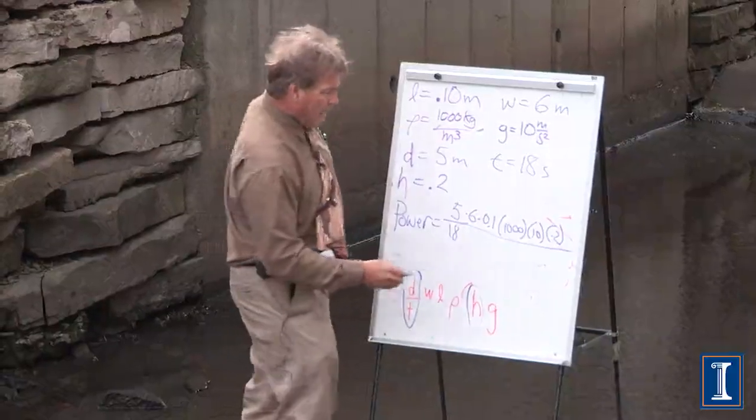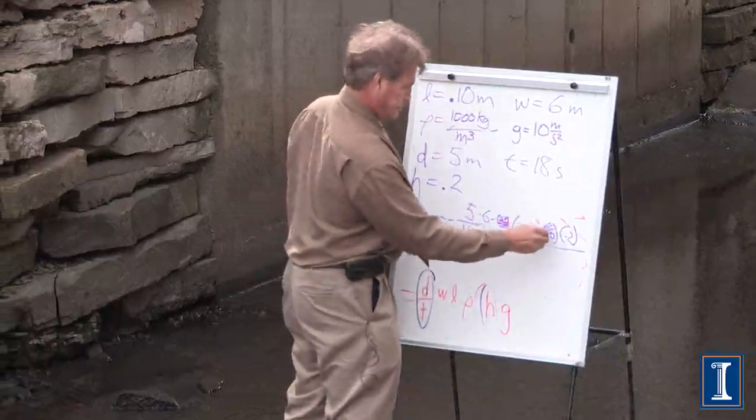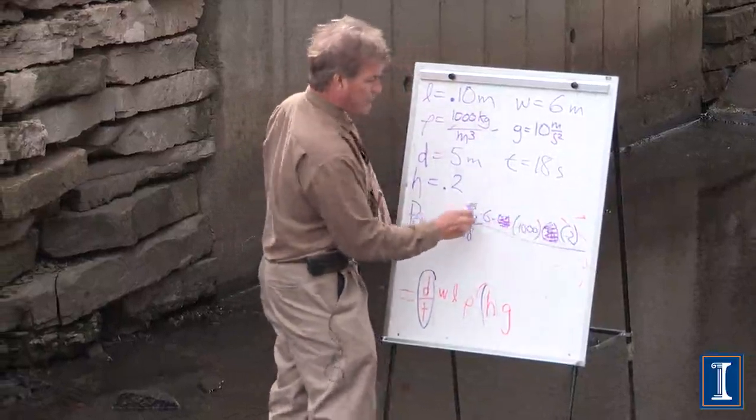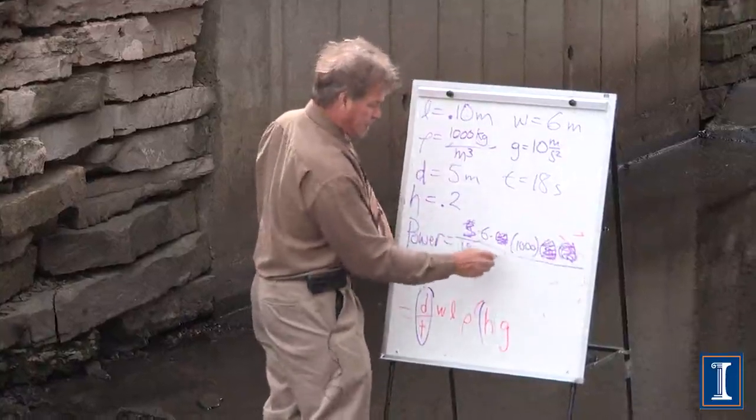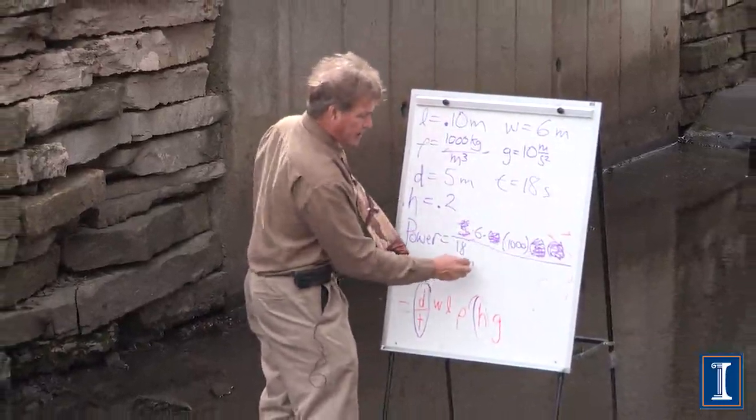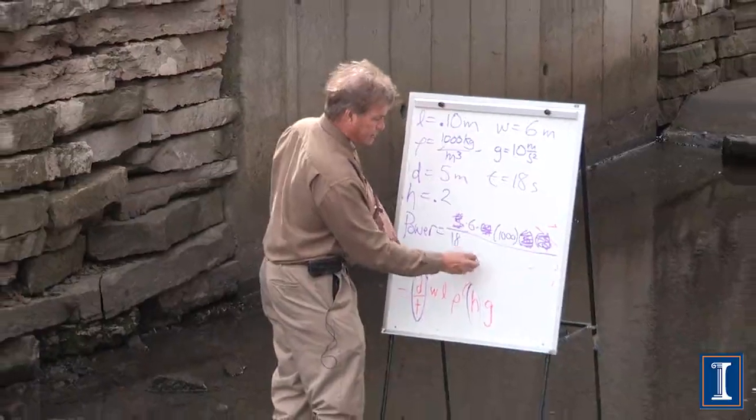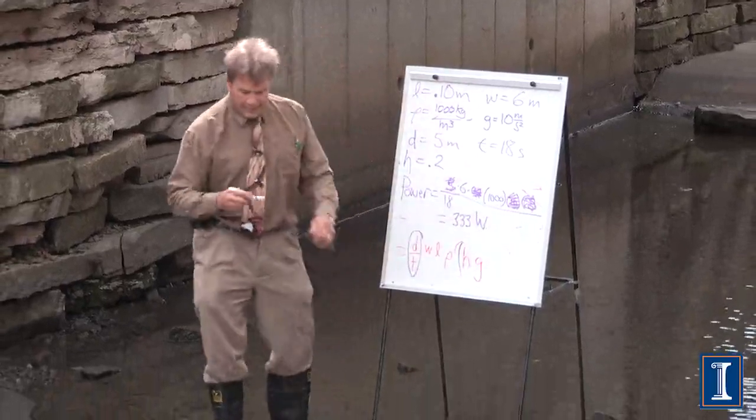All right, let's do a little math. 10 times 0.1 is 1. 0.2 times 5 is 1. 6 over 18 is a third. So, a third of 1,000 is 333 watts. 3 light bulbs.